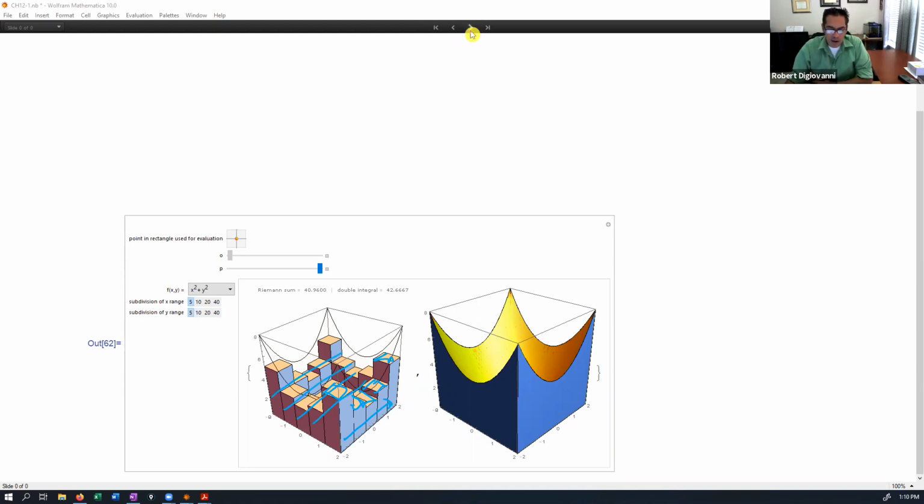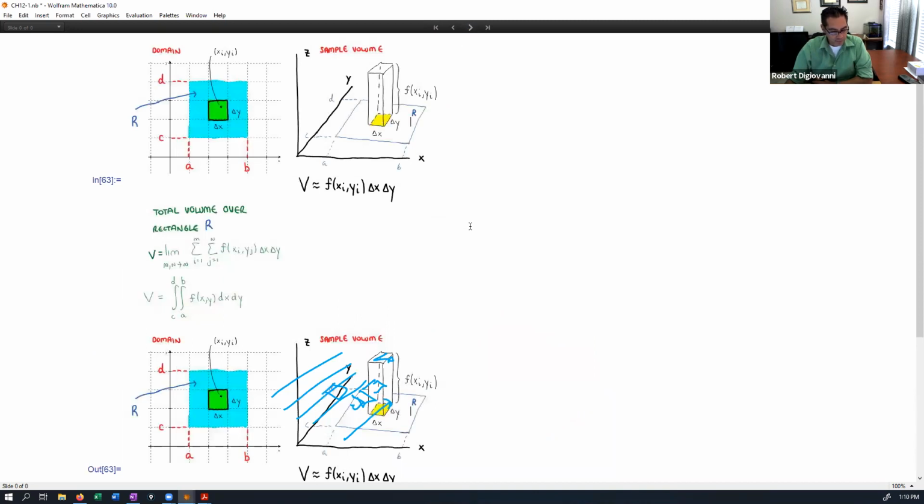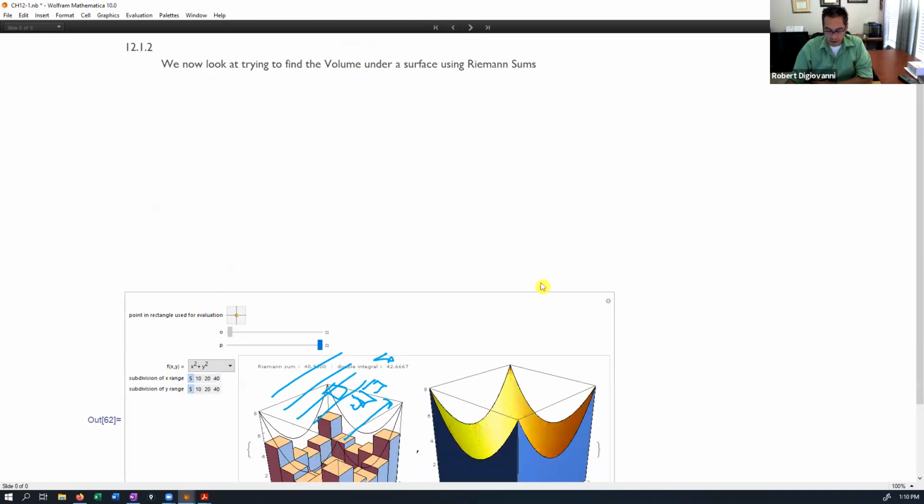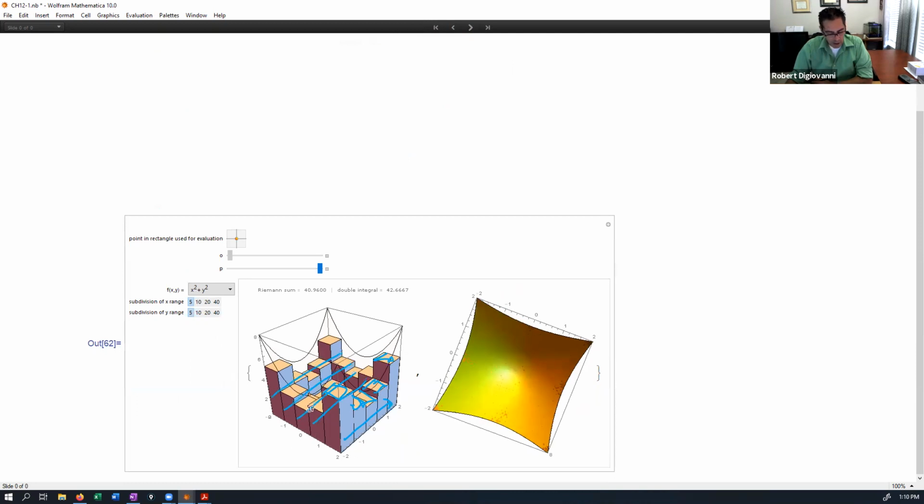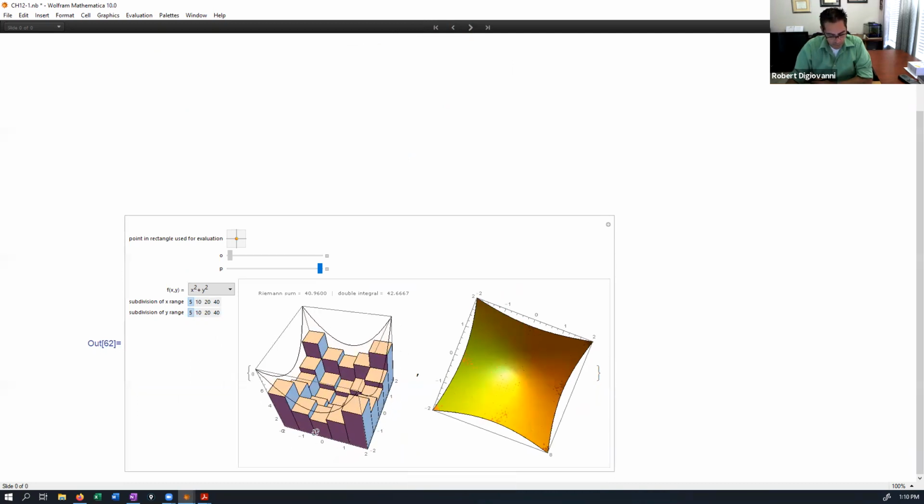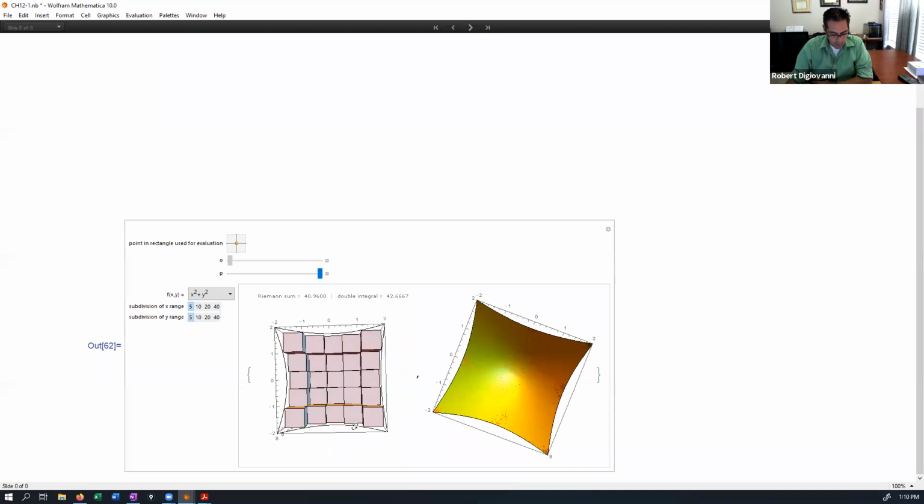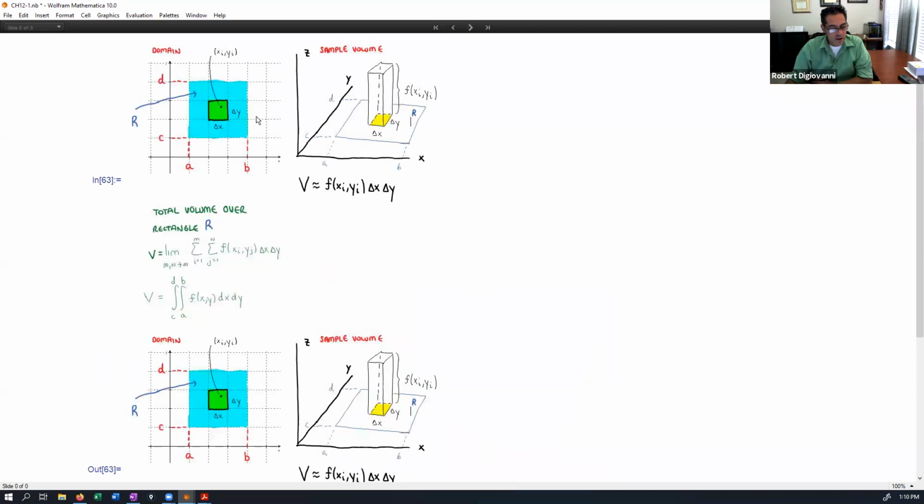So I have a better picture. I think this will help you see it. So what you're looking at here is our domain that's on the ground. So that's kind of like this picture looking from the top. Okay, you know what, let's do this one. So we're going to be cutting the domain into a bunch of little boxes, right?